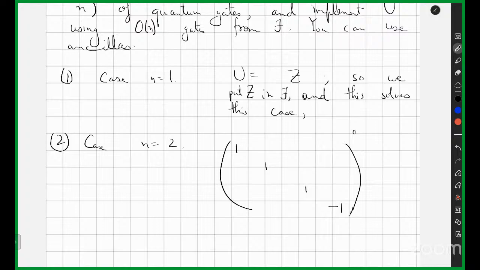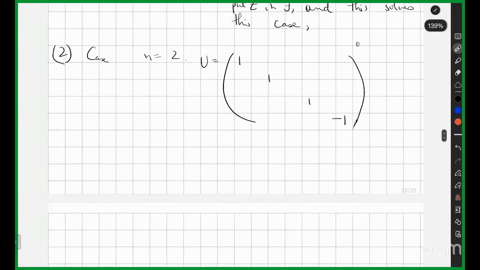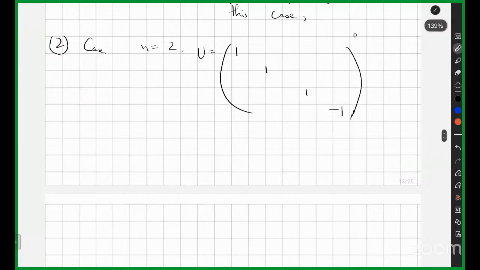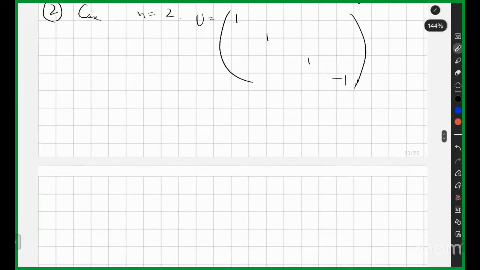Have you seen this before? We have not seen this precise one before, but it should remind us of something. Control Z. It is exactly Control Z. Is that clear? Why? So let us see. It's actually Control Z.